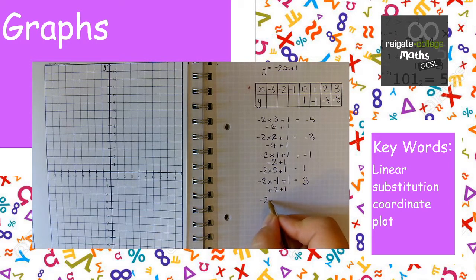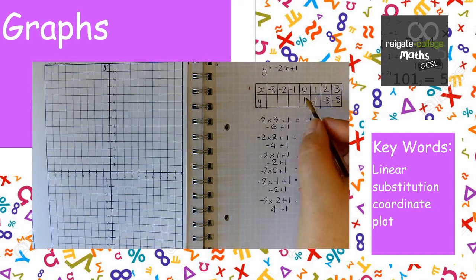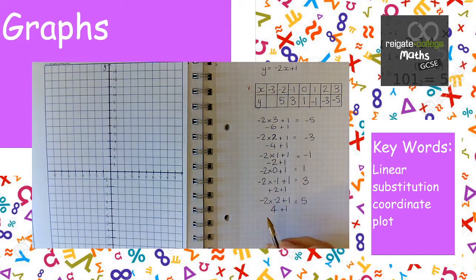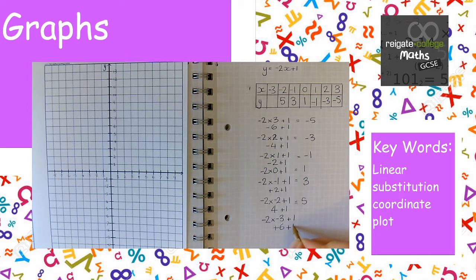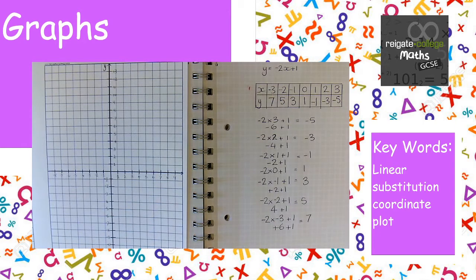Again a minus number, minus 2 multiplied by minus 2 this time is a positive 4. Add 1 gives me a value of 5. So where x is minus 1, y is 3, and where x is minus 2, y is 5. I just have this last value to do now, so I've got minus 2 multiplied by minus 3, add 1. Well, this gives me a positive value of 6, add 1 gives me a final value of 7, where x is minus 3, y is equal to a positive 7.